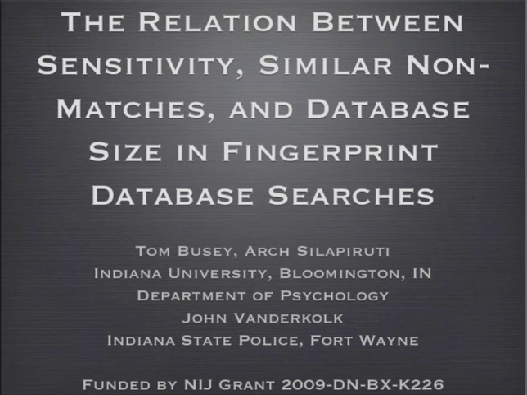This work was done with a student at Indiana University, Arch Sila-Pirudi, and it looks at the relationship between sensitivity, similar non-matches, and database size in fingerprint database searches. And to help us understand why this is a particular problem, consider the following two scenarios.